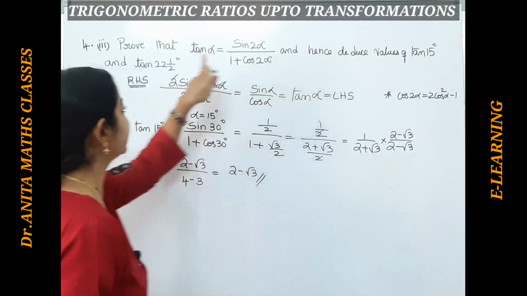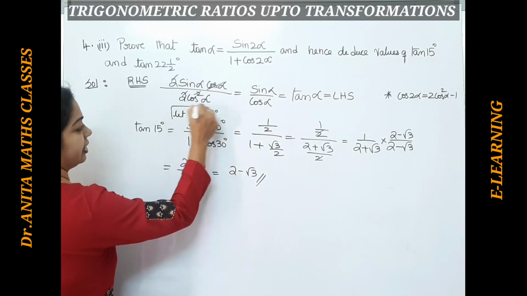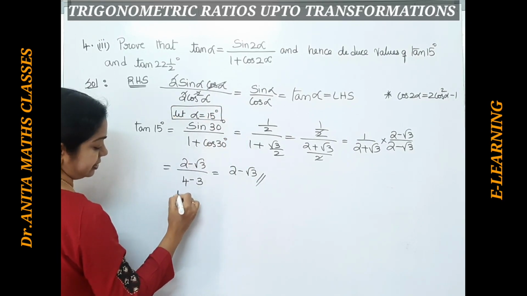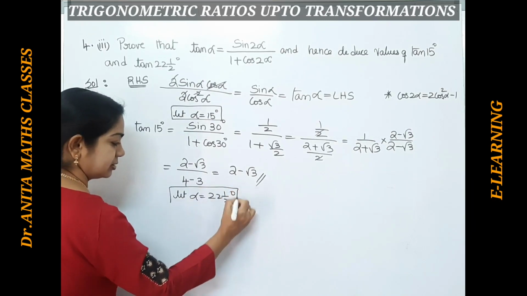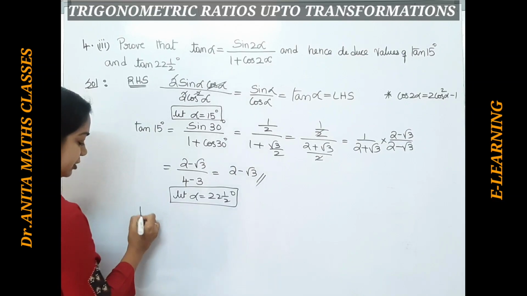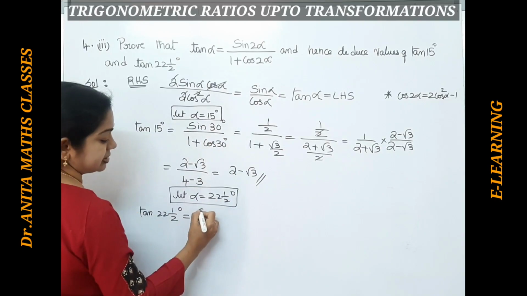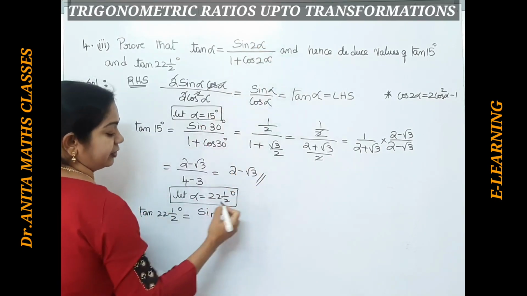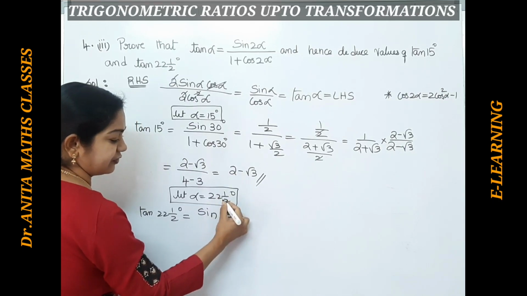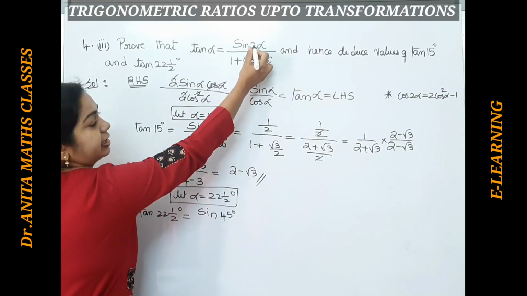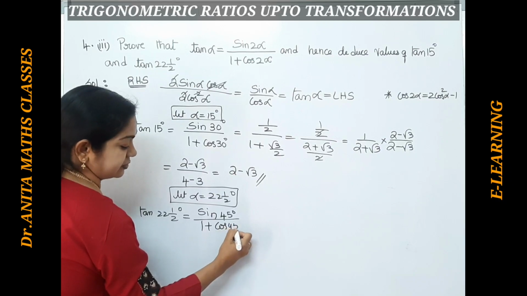Now coming to the next part, that is tan 22.5 degrees. In a similar way, here we have taken alpha as 15, here we will take alpha as 22.5 degrees and substitute similar to how we have substituted here. So tan 22.5 degrees is equal to sine 2 alpha. 2 into 22.5 is nothing but 45 degrees. So this is a mixed fraction. This is 45 by 2, multiplied by 2. 2 goes off, sine 45 over 1 plus cos 45. Similar way.